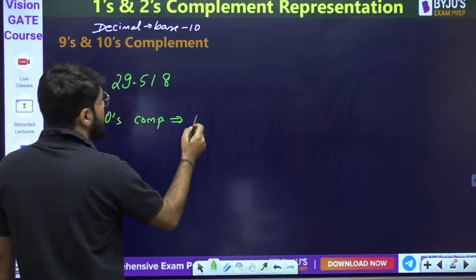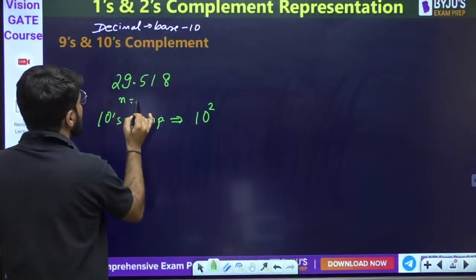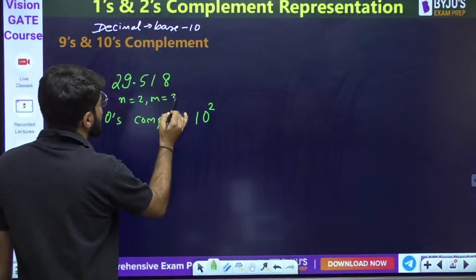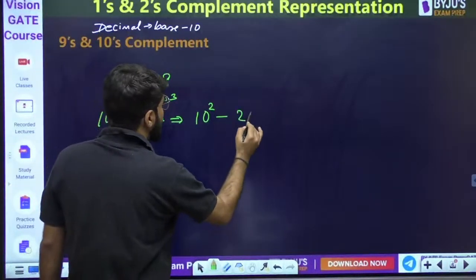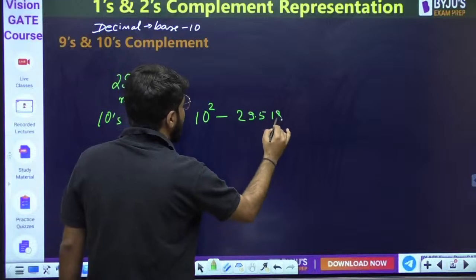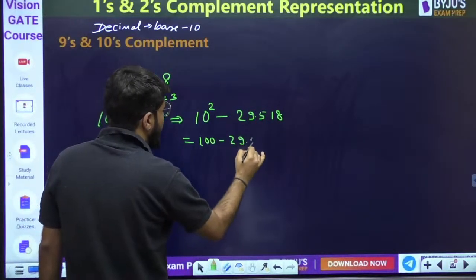What is a 10's complement? It is given by 10 raised to the power n. How many integral digits? n equals 2. How many fractional digits? I explained that m equals 3. So 10 power 2 minus the number, that is 29.518. We will do the calculations later. What is this? 100 minus 29.518.